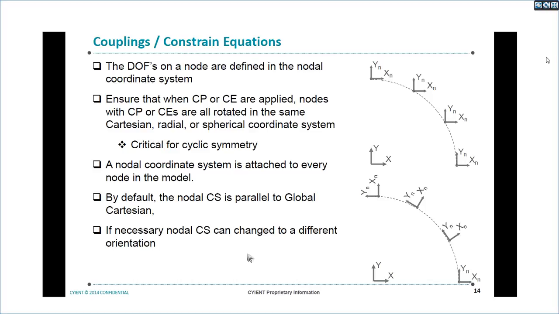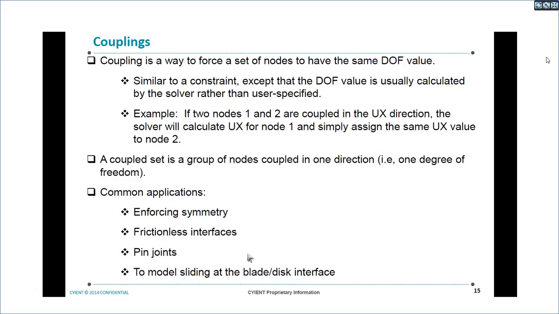So not only global cylindrical or global Cartesian, you can create your own coordinate system, and you can align the nodes as per the problem or work requirement. So coupling is a way to force a set of nodes to have the same degrees of freedom. That's what we discussed. Similar to a constraint, except that the degrees of freedom value is calculated by the solver rather than user specified.